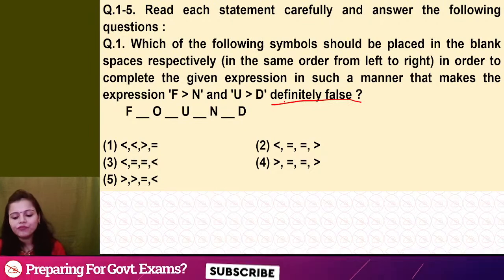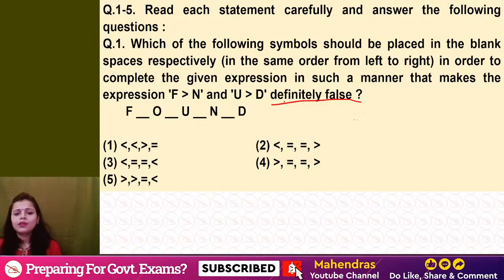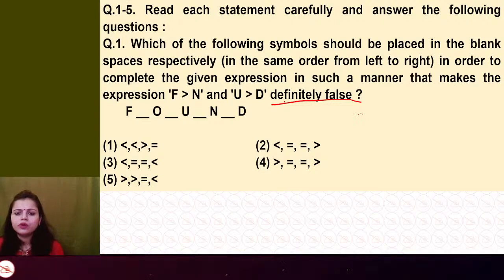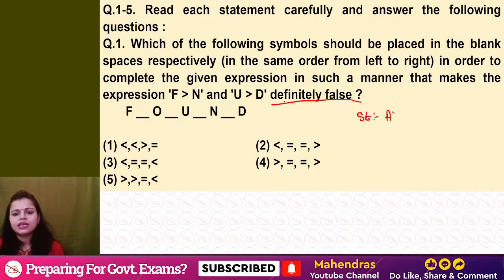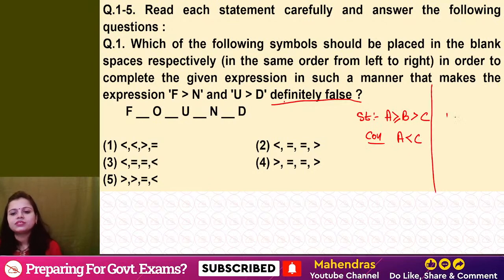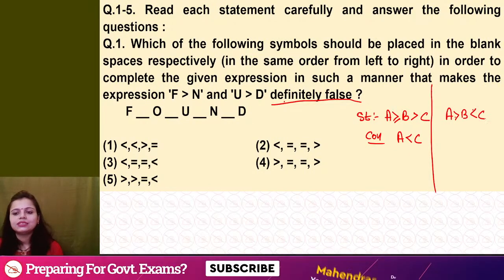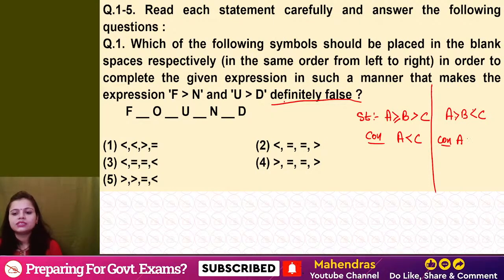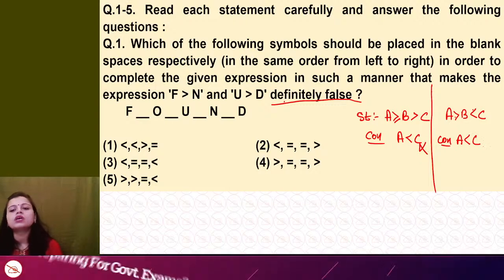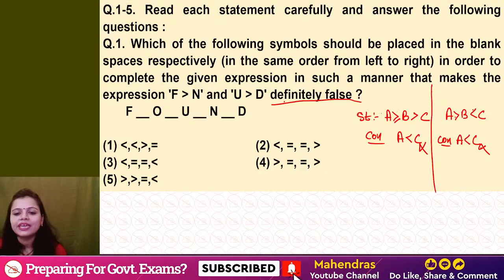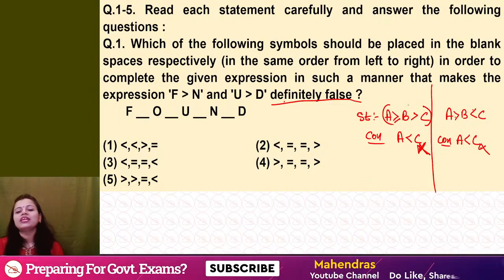So this definitely false means, always remember, if the statement is given that A is greater than or equal to B greater than C, and in the conclusion I'm saying A is less than C. And in one case it's written A is greater than B less than C, and in the conclusion it's written A is less than C. According to the statement, both the conclusions are wrong. But in the first case, you are getting A is greater than C from the statement, but in the conclusion A is less than C. A is less than C is definitely wrong. Why? Because you are getting the opposite sign according to the statement.